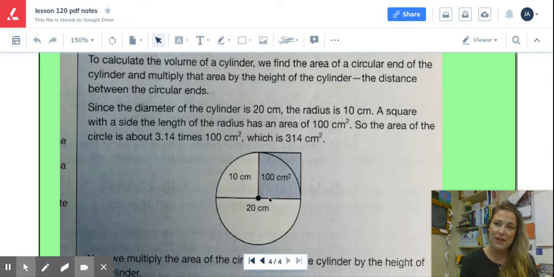Our very first step is to look at the circular base of this cylinder, and we're looking at a couple of pieces of information. They told us this right here: 20 centimeters. So the diameter of the base is 20 centimeters.